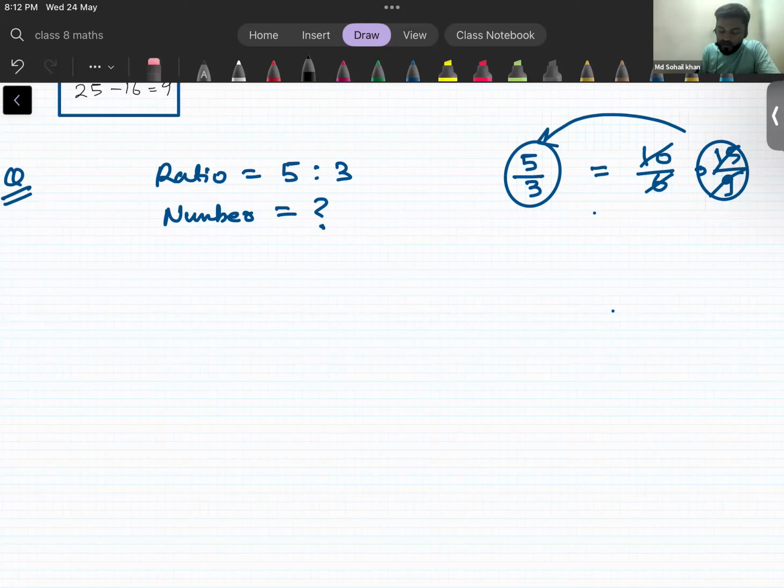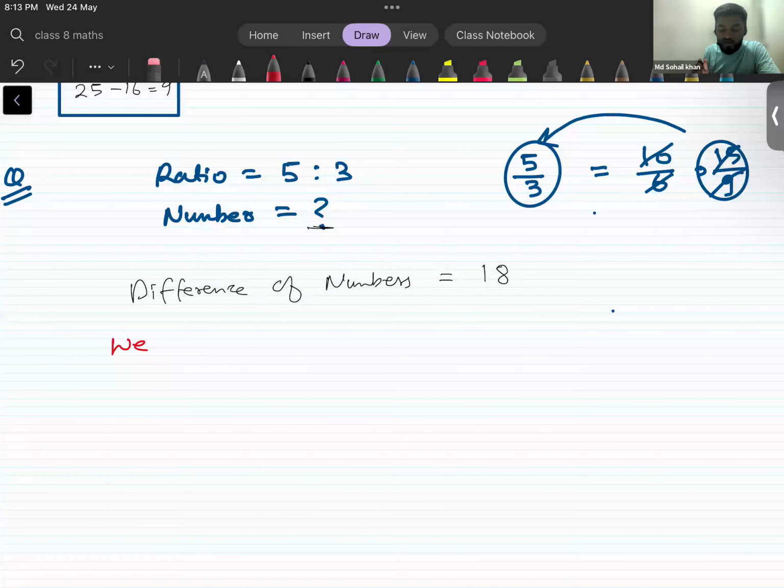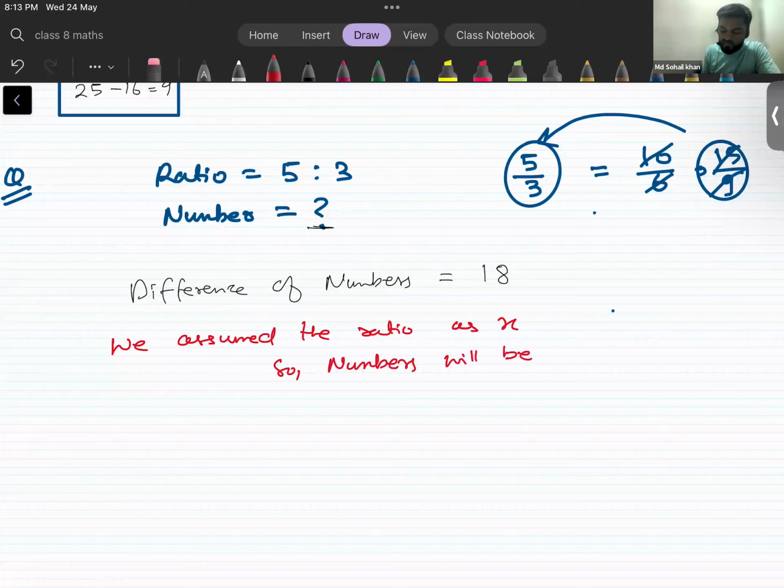The question further says that the difference of the two numbers is 18. So you need to find the numbers here. What we did, we assumed the ratio to be x here. We assumed the ratio as x, so our numbers will be 5x and 3x.